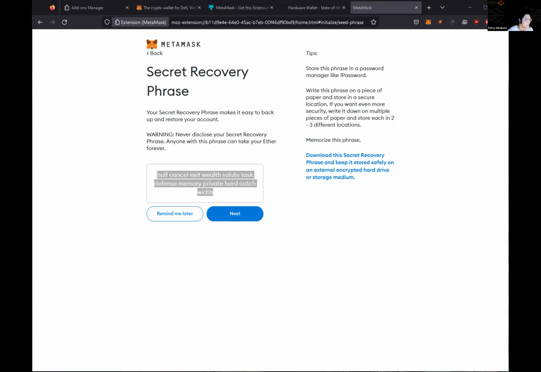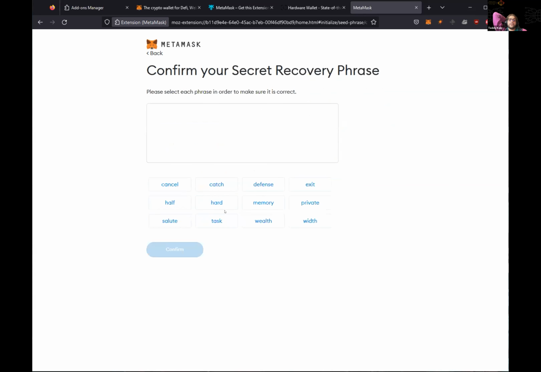I'm just making it fast. And then I'm going to paste it real quick. Yeah, because any attacker, if they ever get access to it and you actually have money in your account, it's gone. Right, this is your private key. So I'm going to put in the words one by one from my notepad.